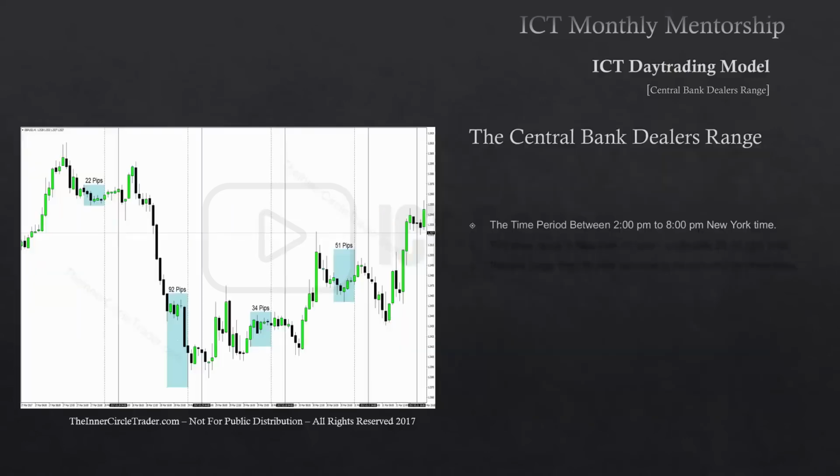The time period that frames the central bank dealer's range is 2 p.m. to 8 p.m. New York time. The ideal range is less than 40 pips. Preferably, the range should be no more than 20 to 30 pips in total range, high to low.